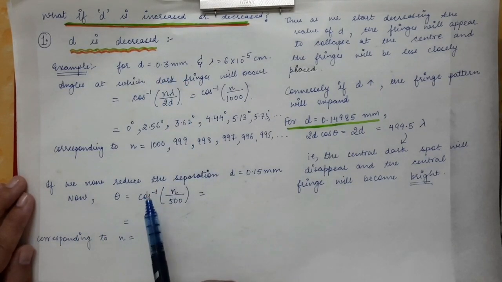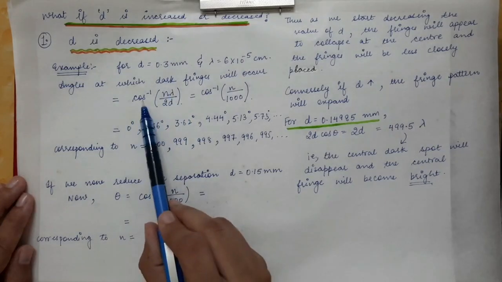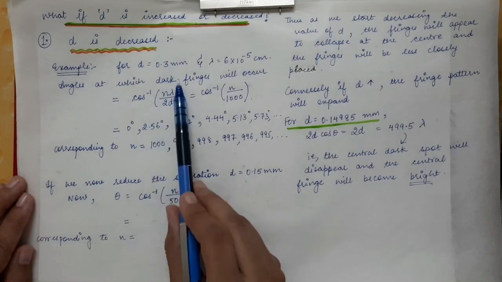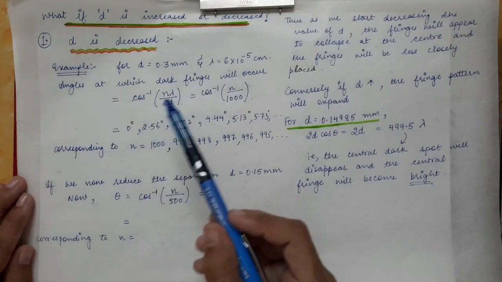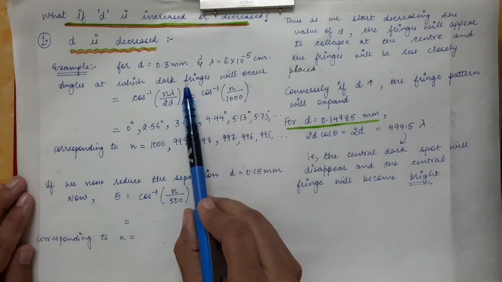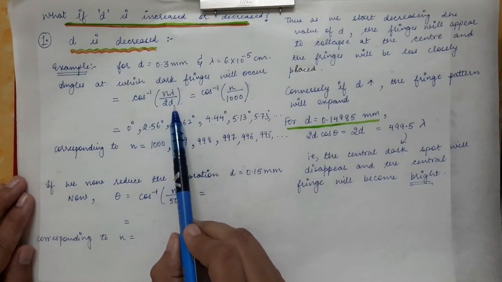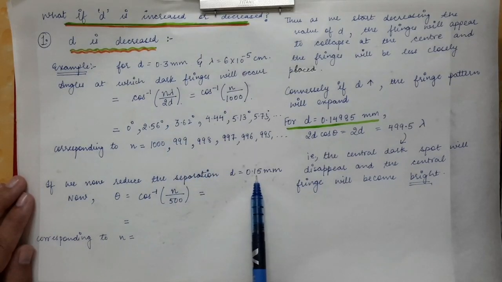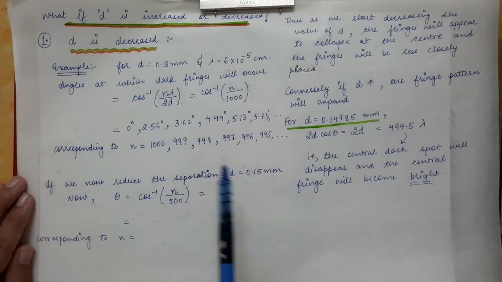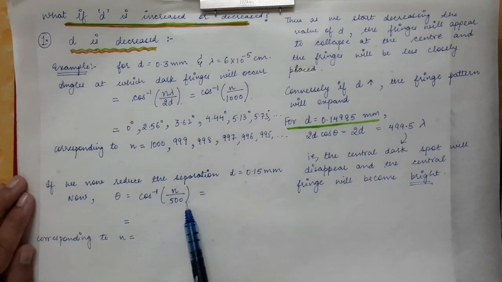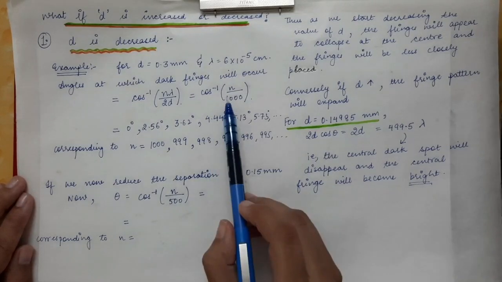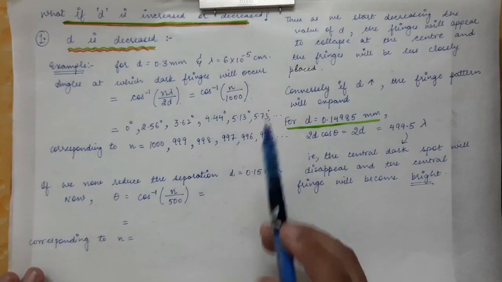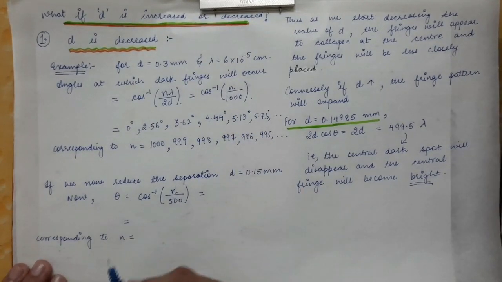Now theta will be equal to, again you will use this formula, cos inverse of n lambda by 2d. This is only for the case of dark fringes, but you can do it also for the case of bright fringes as well. So you will put the value of lambda and the value of d, which is 0.15 millimeter, and you will get theta equal to cos inverse of n by 500. Now what will be the values of theta in this case?